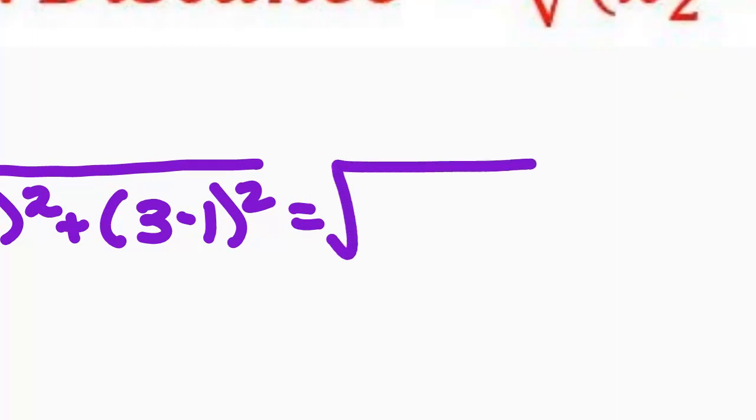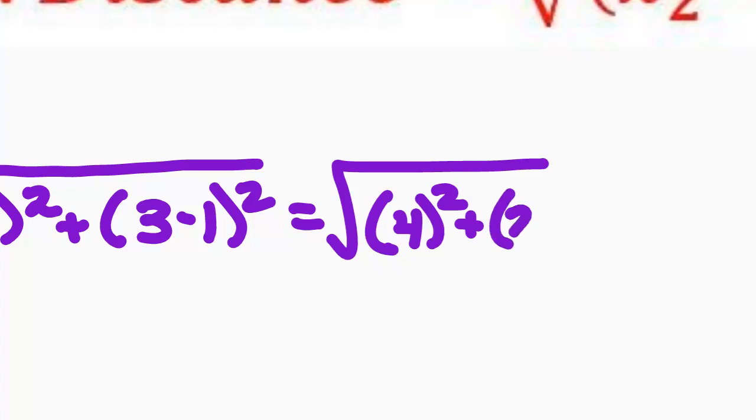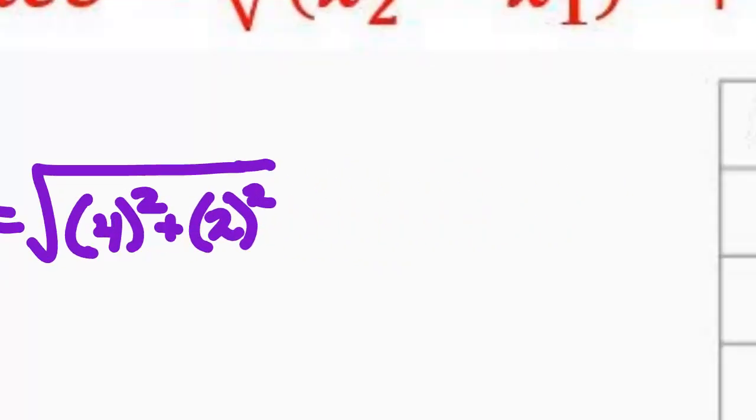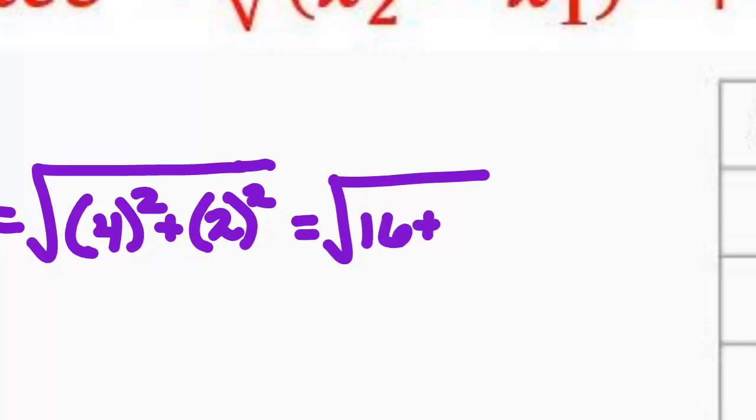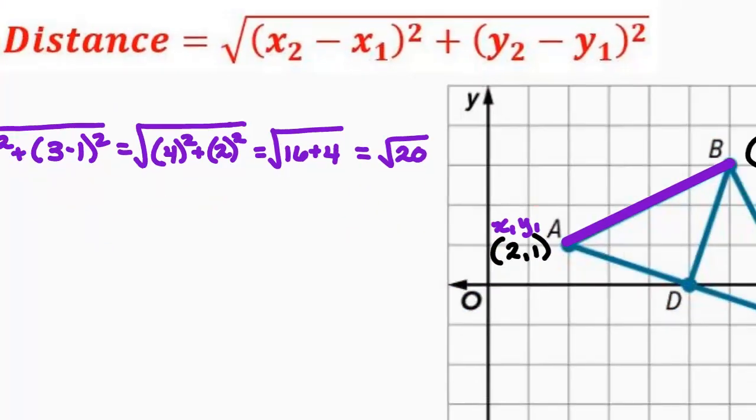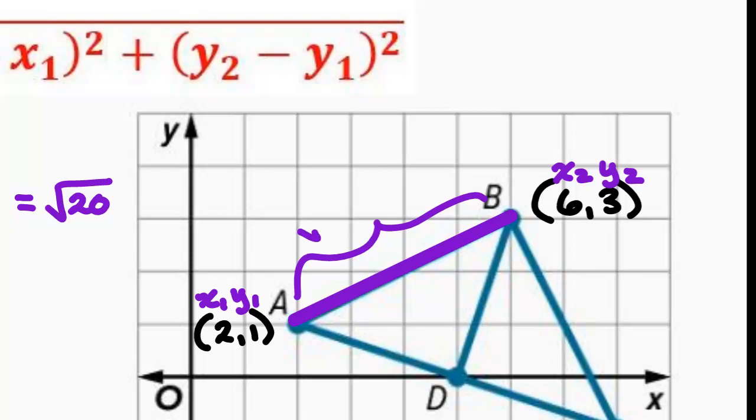6 minus 2 is 4, so we have 4 squared, plus 3 minus 1 is 2, so 2 squared. We have to square them, then add them, and then square root them. So I do the square root of 4 squared is 16, 2 squared is 4. So I have the square root of 20. So this side right over here is the square root of 20. If I want to know its decimal approximation, I can type it into my calculator. The square root of 20 is about 4.47.